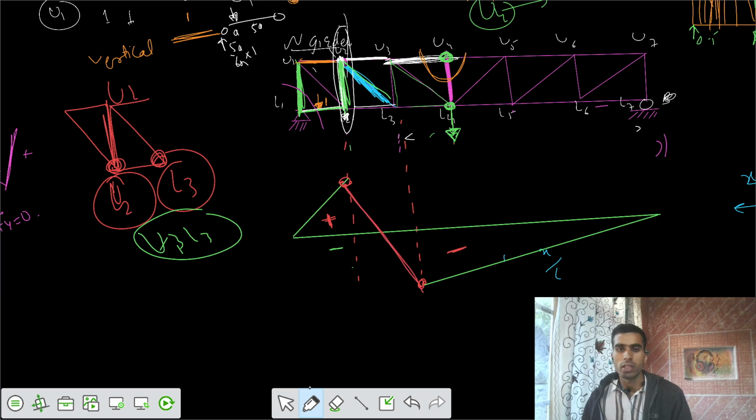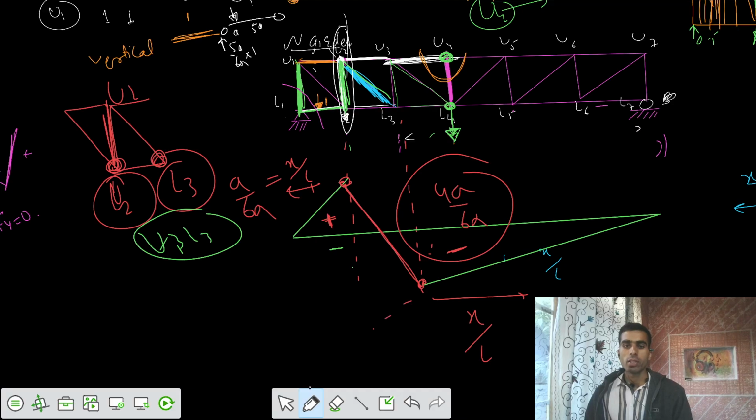So this is your variation, and this value is equal to x by l, and this value is some value of x by l also. This value is equal to a by 6a, and this ordinate is equal to 4a by 6a. And if you extend it, you would get a value of unit 1 for l by l.